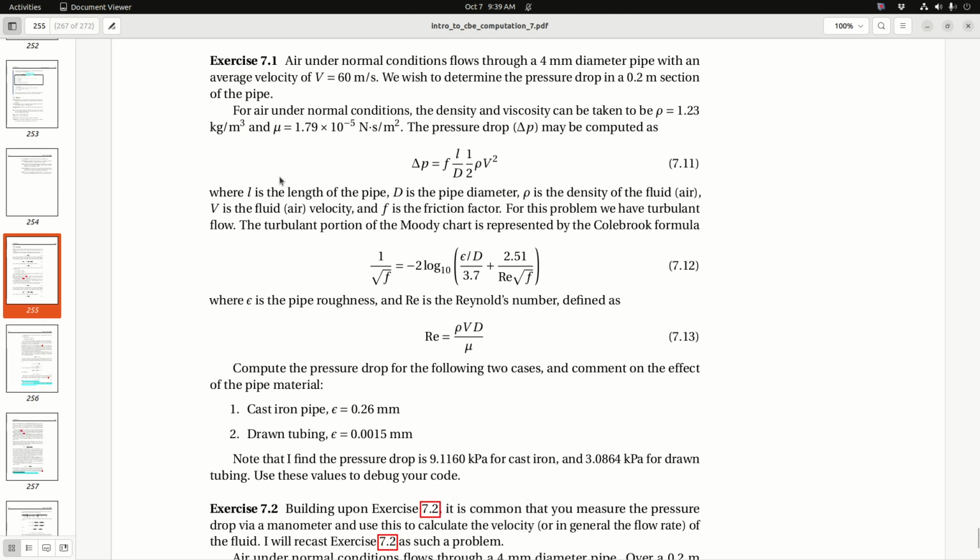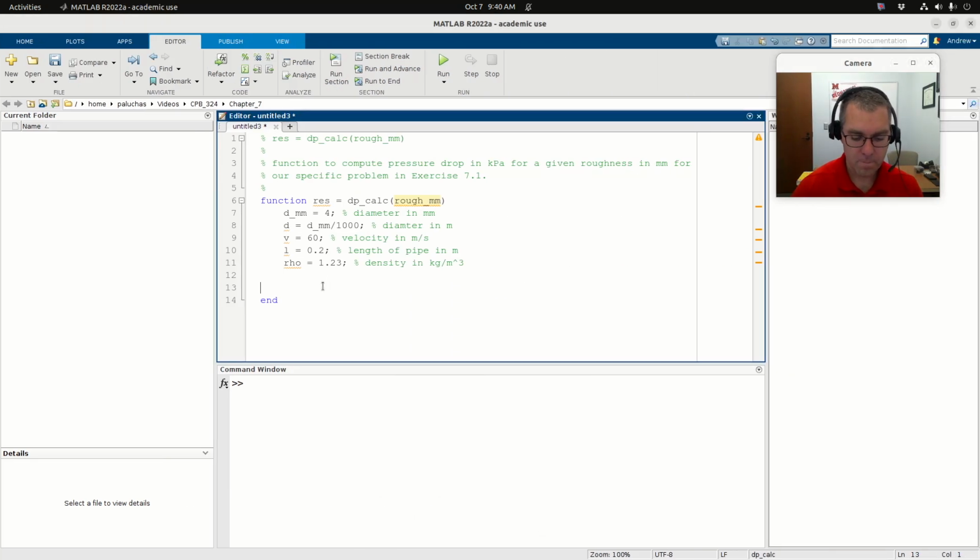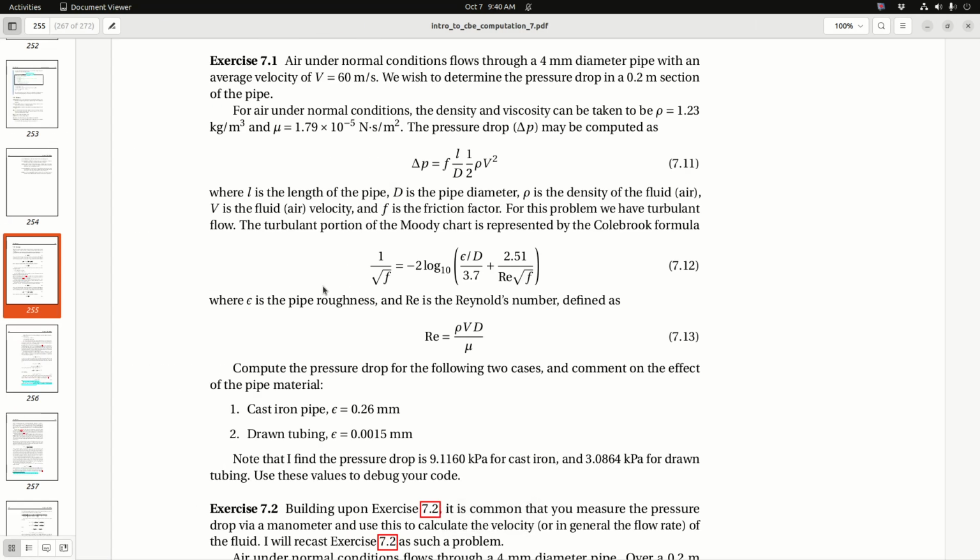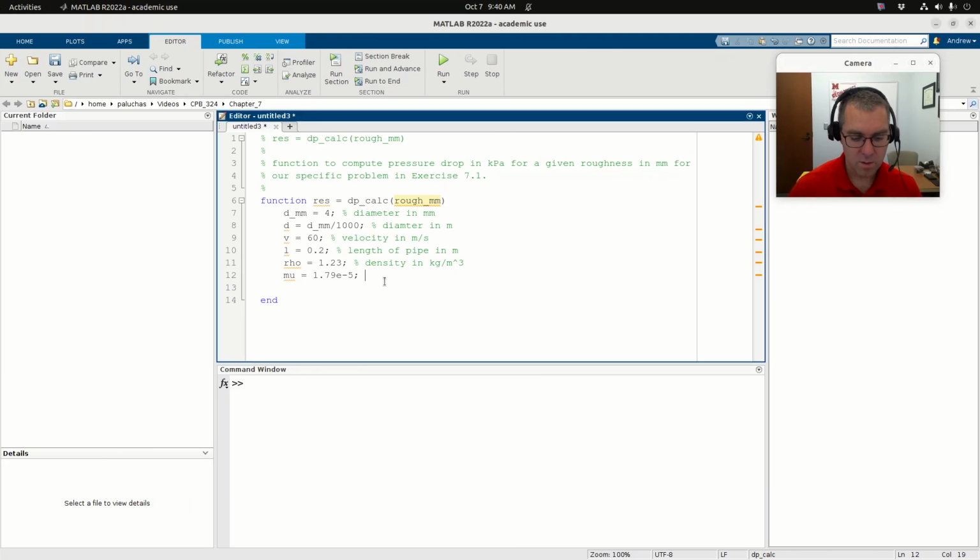And my viscosity, which is 1.79e-5, and that's Newton seconds per meter squared. Newton meters per second squared. Okay.